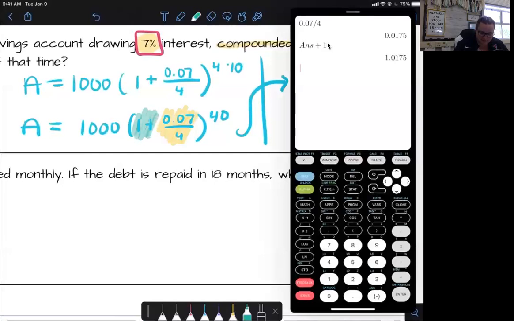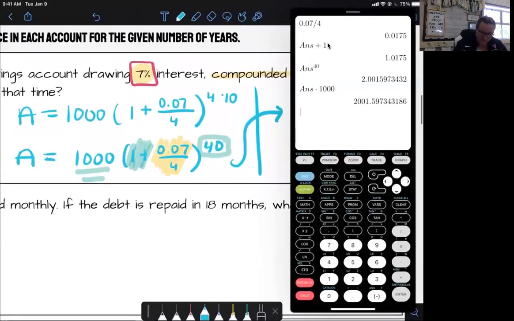Now we're going to take it to the 40th power and then multiply by 1,000. So I'm going to hit caret, and it's going to take my previous answer of 1.0175, and I'm going to take that to the 40th power. I'm going to hit enter. Then I'm going to multiply that by 1,000, the initial amount, which is 2001.59734, etc. We're talking about money though, so we want to round to the nearest hundredths decimal place.